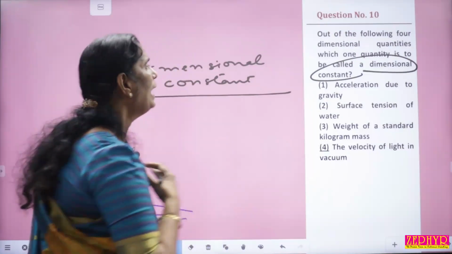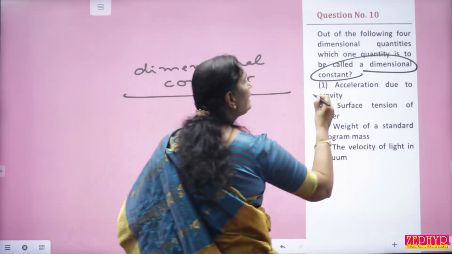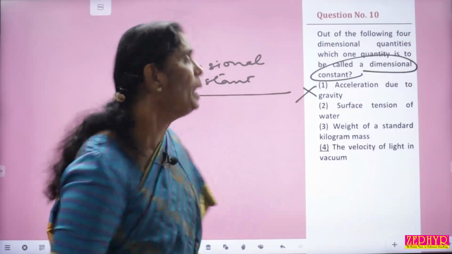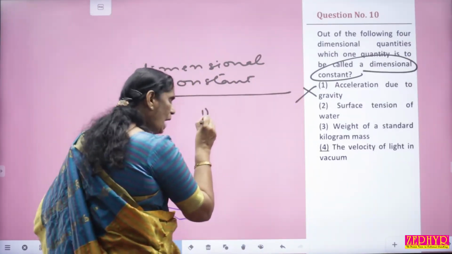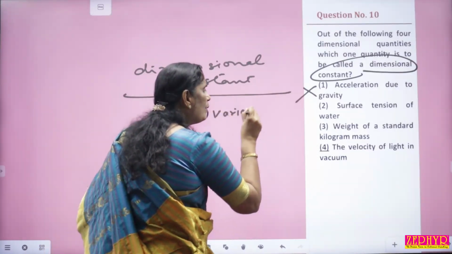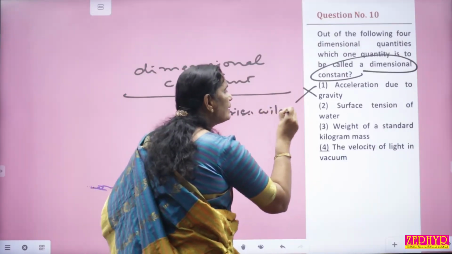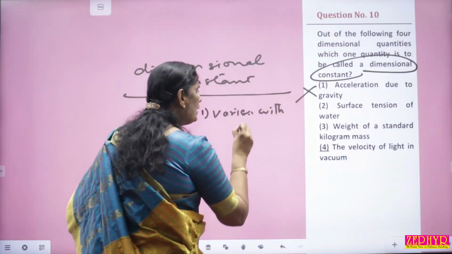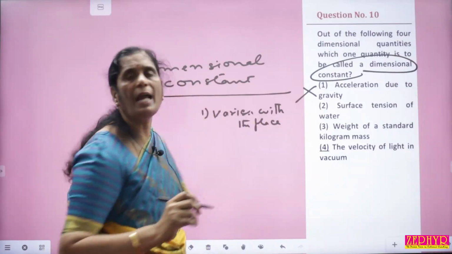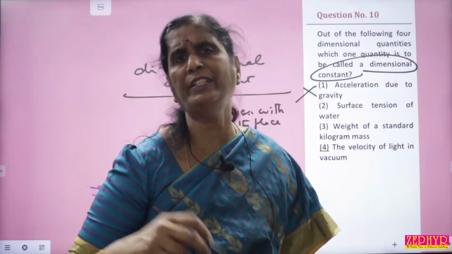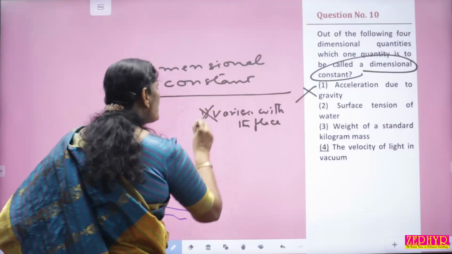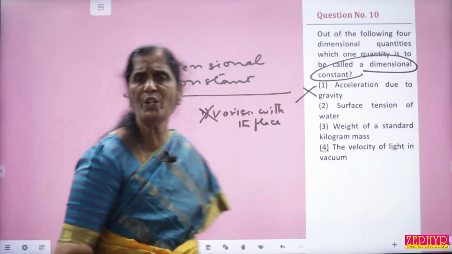So which of them? Okay, acceleration due to gravity, no. Acceleration due to gravity is not a dimensional constant because it varies with the place. In the gravitation chapter, we have seen it varies with the place and with the rotation of the earth. So it is not a constant. Of course, it is constant for one particular place, but it is not a universal constant.